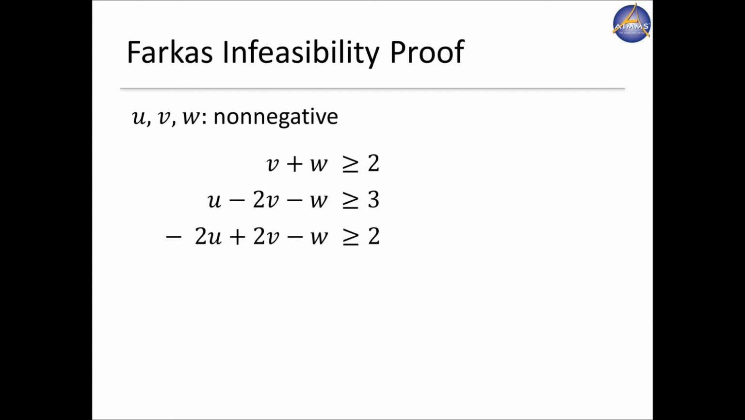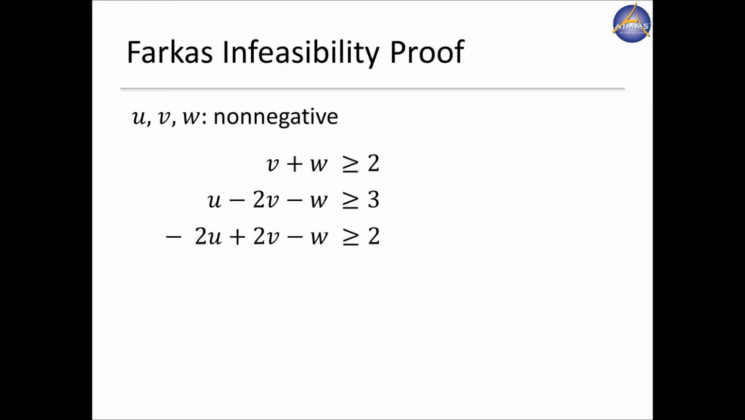The last approach I want to discuss is a fairly new feature of the solvers CPLEX and Gurobi, and it's called the Farkas infeasibility proof. I will demonstrate it with a small example. Assume we have three variables, U, V, and W, which are all non-negative, and assume we have this system of three inequalities. At least to me, it's not quite trivial to see whether this system is feasible or not.